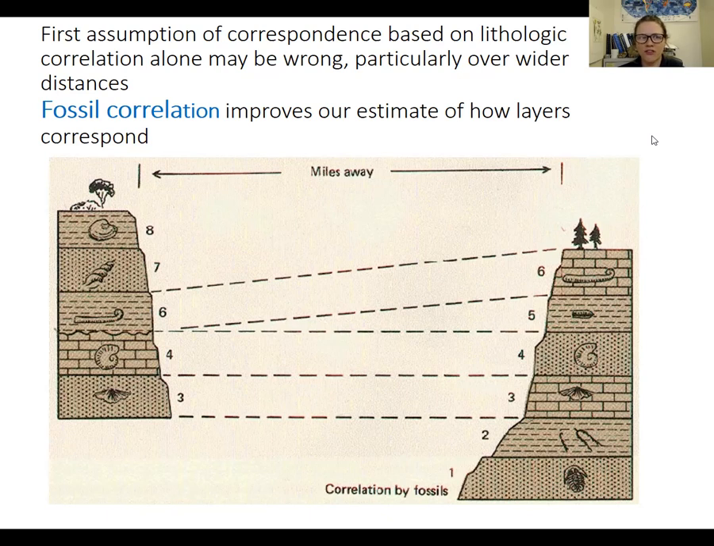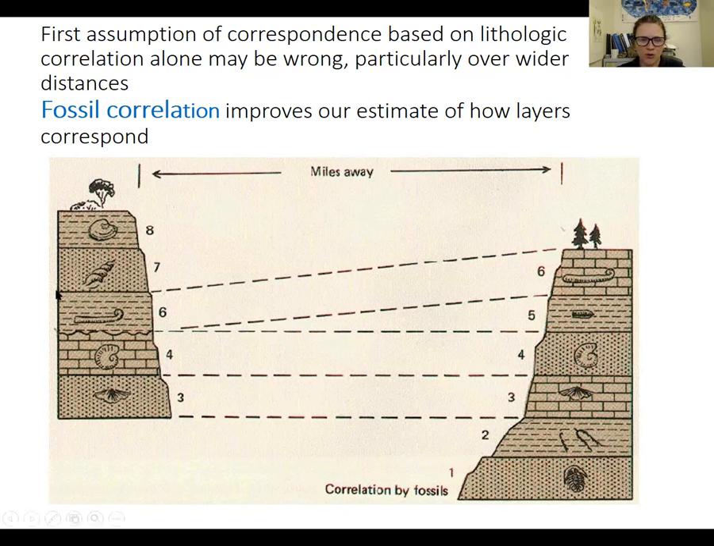So this lithologic correlation is going to be much better on a smaller spatial scale, and as the spaces widen, you want to look for other markers that help. So things like fossils are going to be a great additional piece of information that can help you figure out how layers are truly correlated.